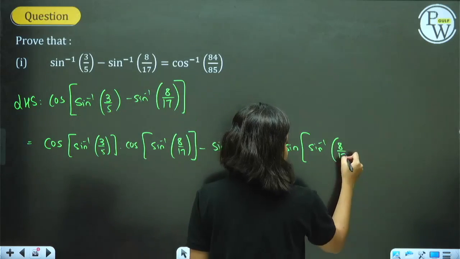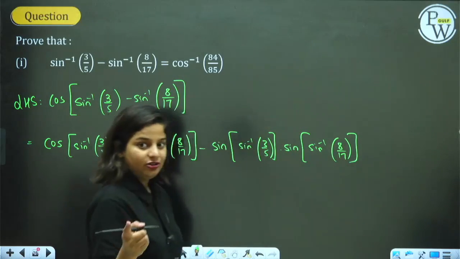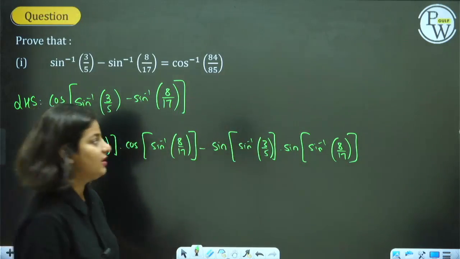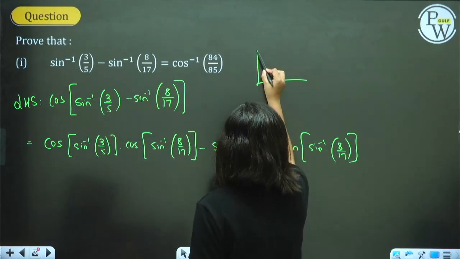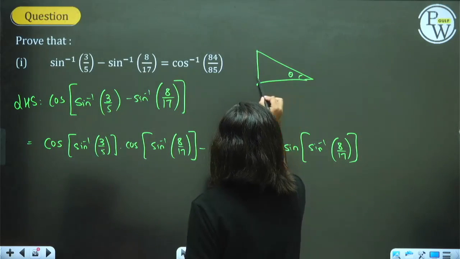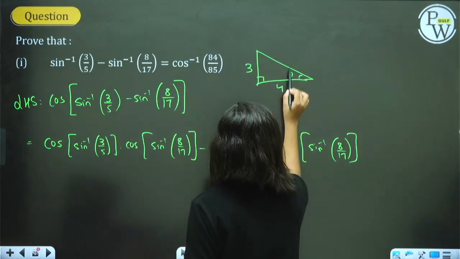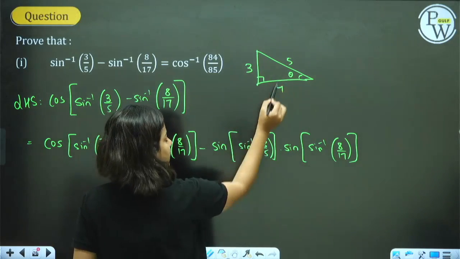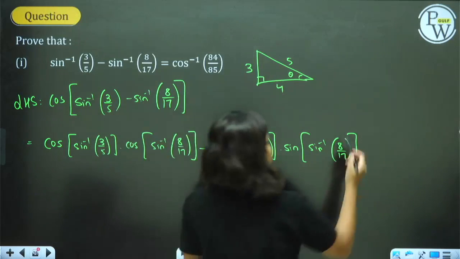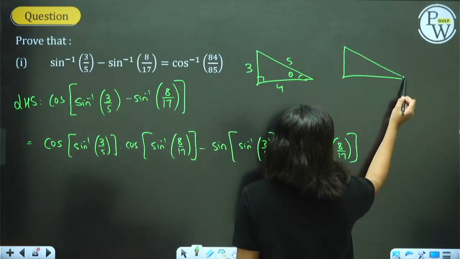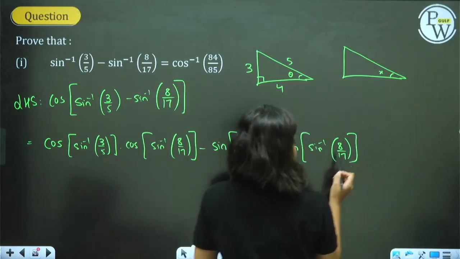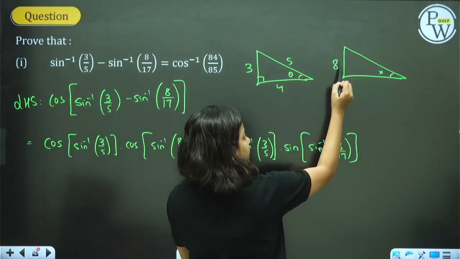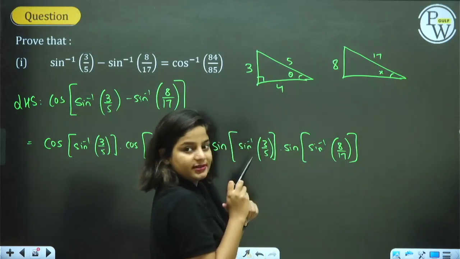Now 8, 17, is it forming any Pythagorean triplet? 3, 5, is it forming a Pythagorean triplet? Yes, right, 3, 4, 5. Sin is opposite 3 over hypotenuse 5, so adjacent will be 4 by default. Another triangle, let's say this angle is x, so opposite is 8, hypotenuse is 17. What should this be?